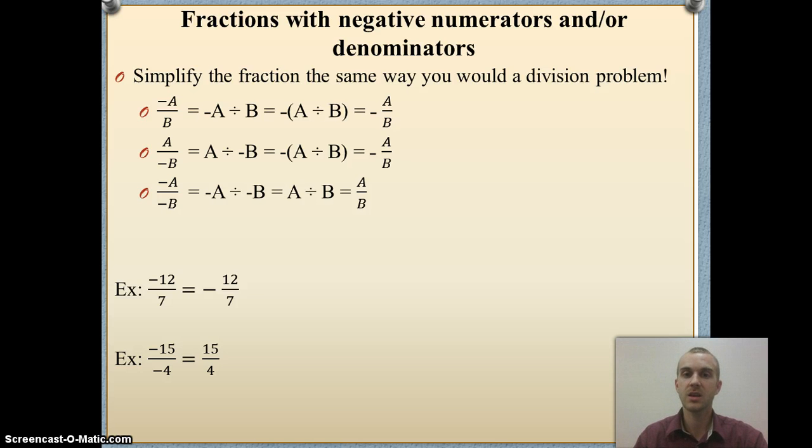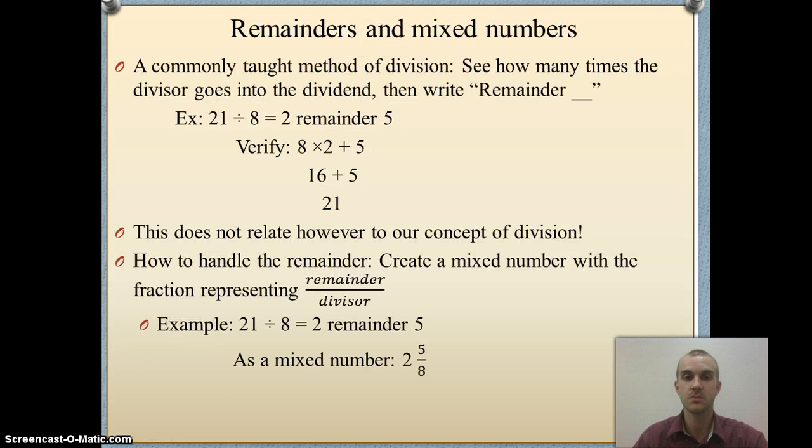Now when we're talking about negative numbers and fractions, it's going to follow the same rules as division. If we have 1 negative in our fraction, the entire fraction is negative. If we have 2 negatives in our fraction, then the entire fraction becomes positive. So if we have negative 12 divided by 7, that means we have a negative 12 sevenths. If we have negative 15 over negative 4, that's a positive 15 fourths. So make sure to pay attention to your negatives.